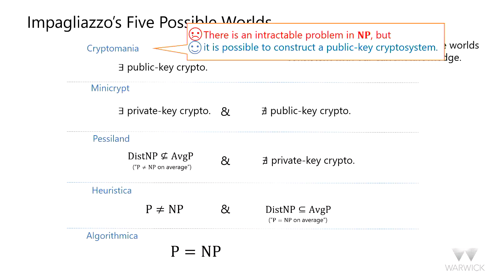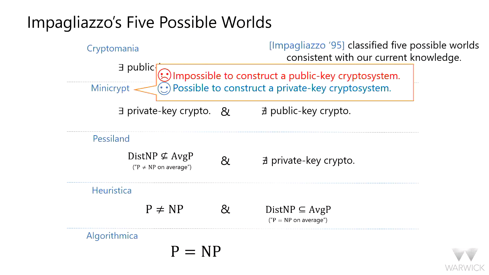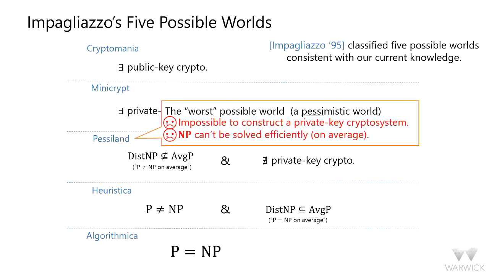For example, Cryptomania is a world where there is a public key cryptosystem, but a common belief is that our world corresponds to Cryptomania because there are several candidate constructions of public key crypto, but we don't know whether they're secure or not. And Minicrypt is a world where you have private key crypto, but you don't have public key crypto. And Pessiland is the worst possible world, the most pessimistic world, in the sense that you can't construct a private key cryptosystem, nor can you solve NP efficiently, even on average.